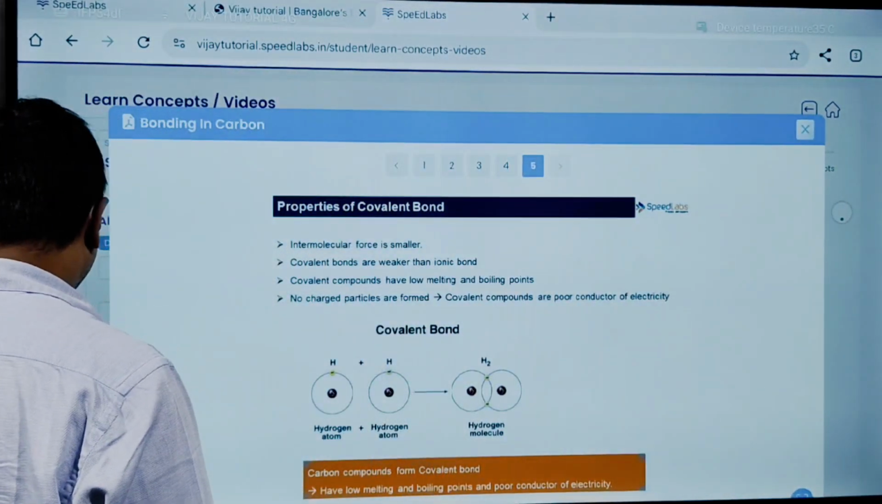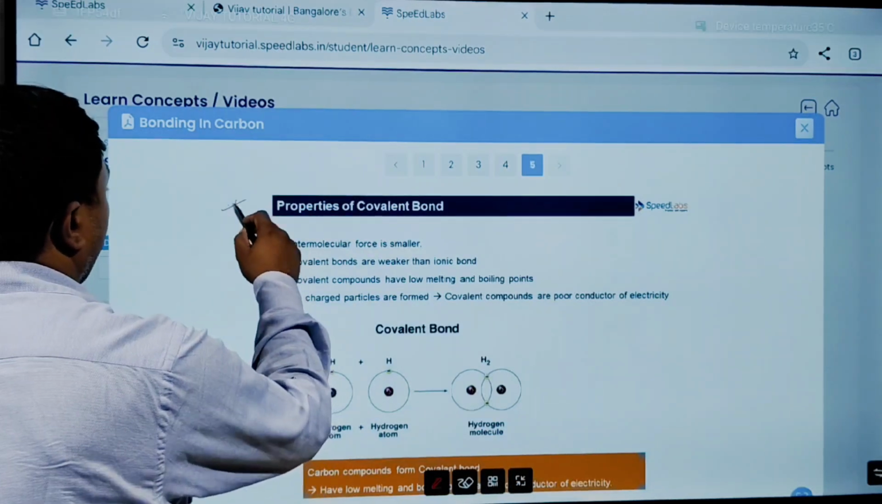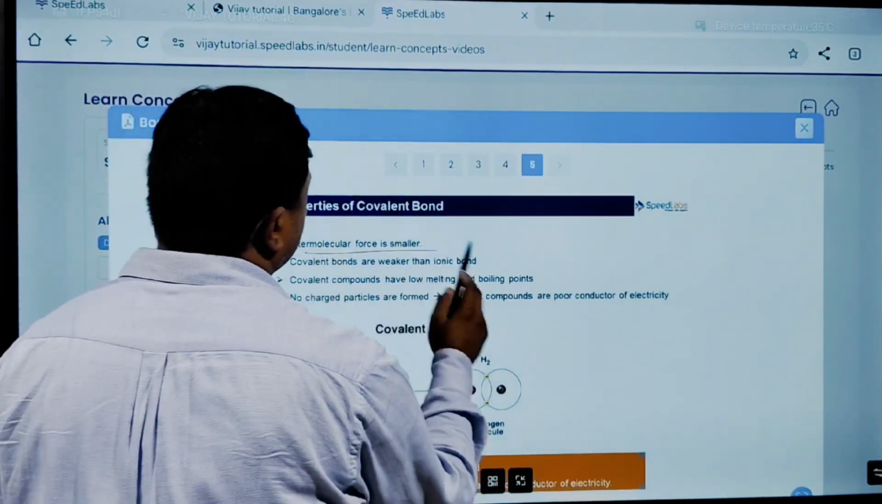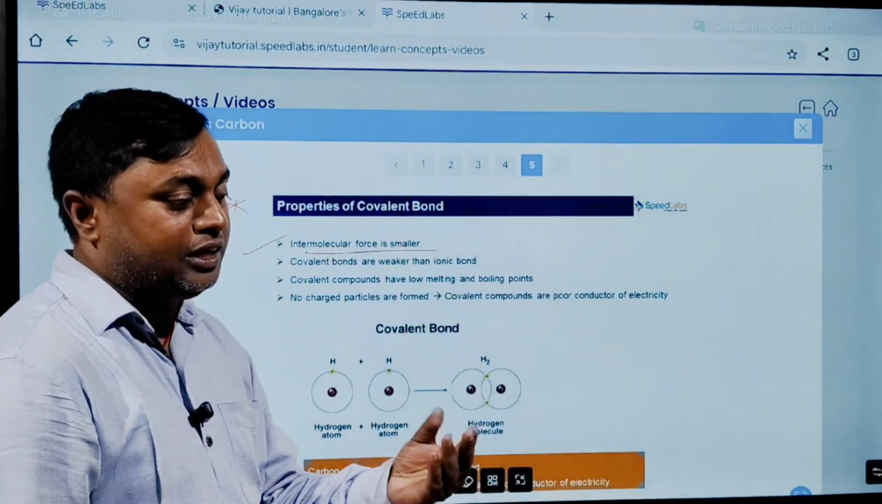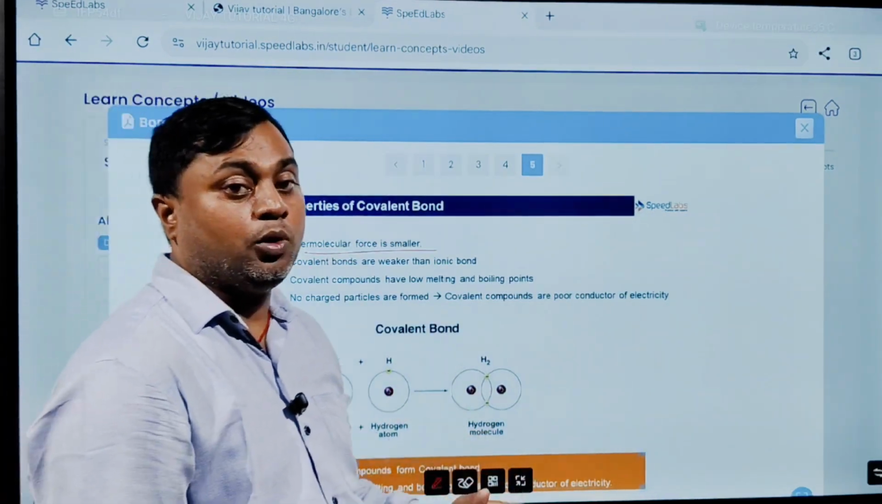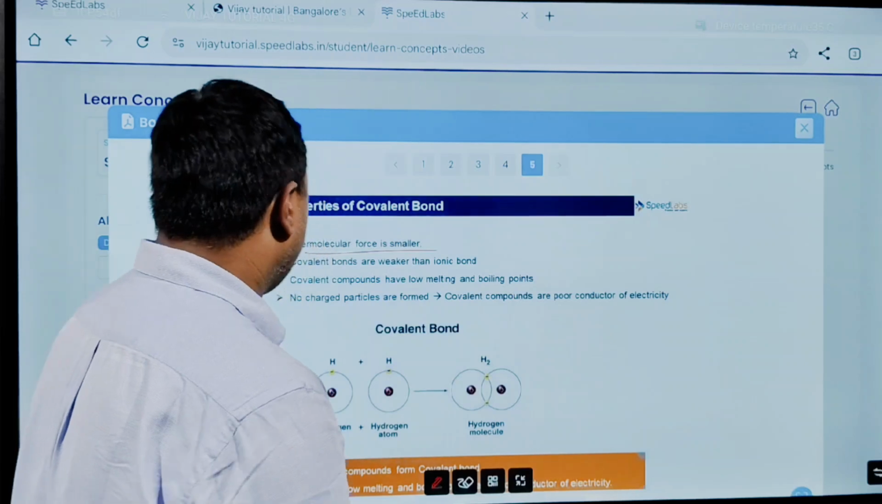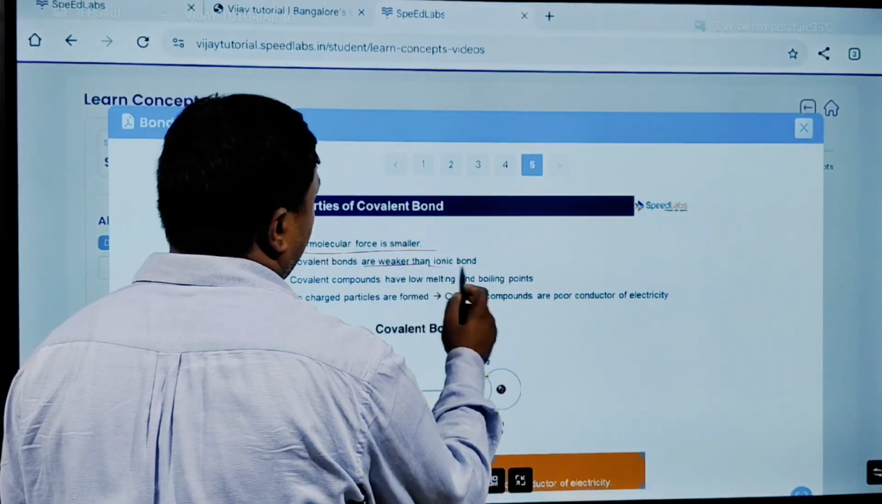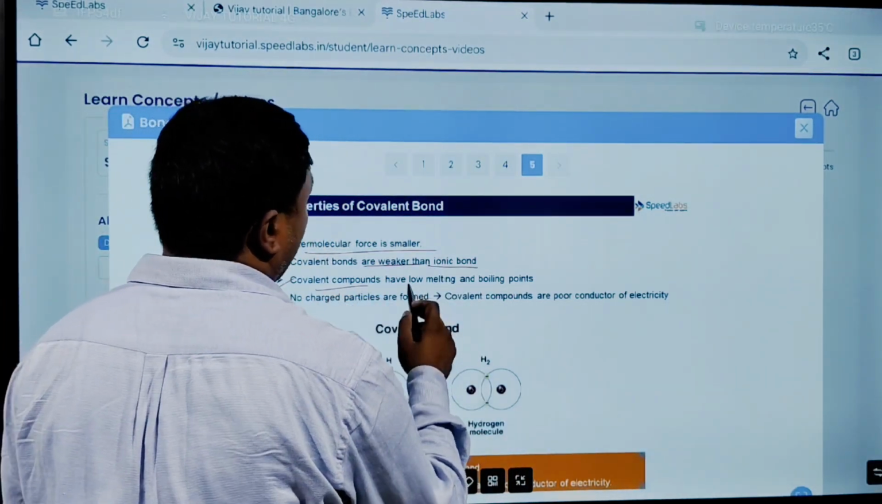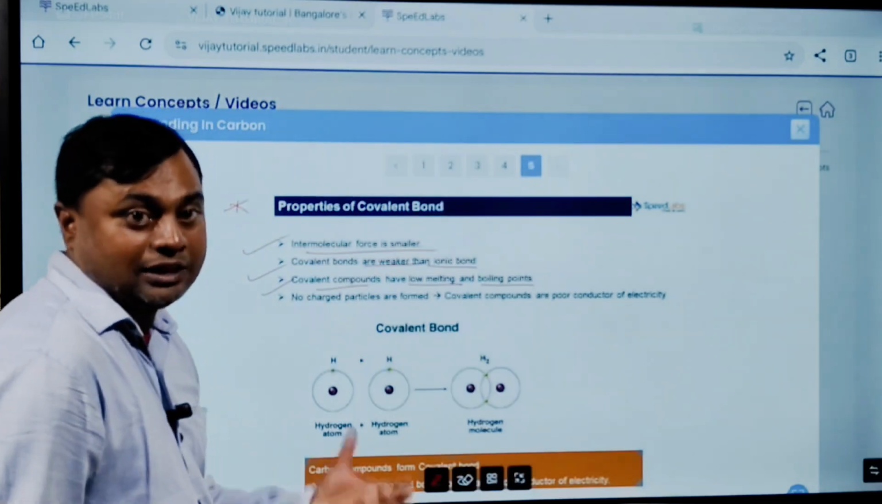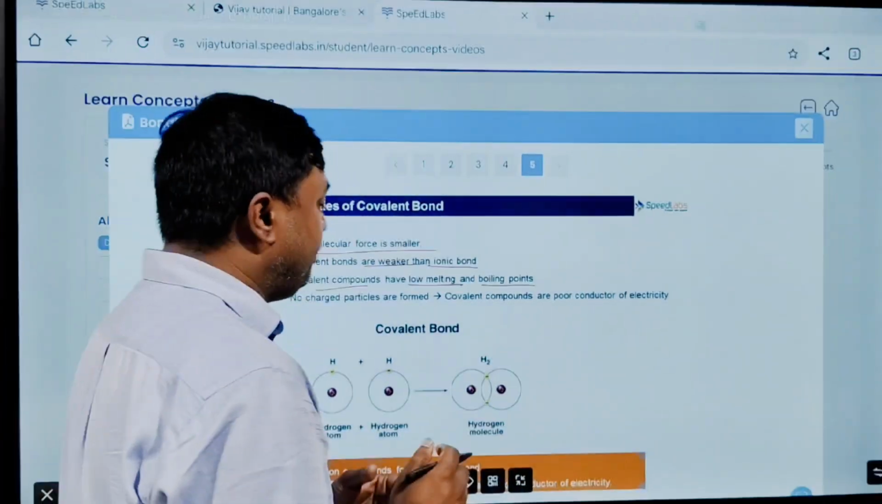So what are the properties of covalent bonds? Very important. Generally the intermolecular force is smaller, weaker we can say, compared to the ionic bond. Ionic bond is a strong bond, whereas covalent bond is a weaker bond. Covalent bonds are weaker than ionic bonds. Covalent compounds have low melting and boiling points, as the bonds between them are very weak.